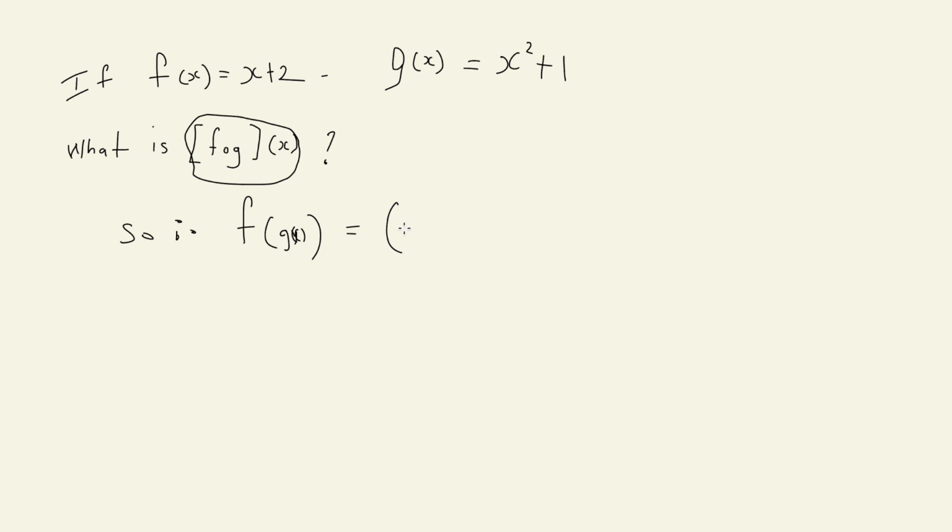So in this case, x plus 2 when substituted for g of x is x squared plus 1, plus 2. So your answer in this case is x squared plus 1 plus 2, which is x squared plus 3. This is your answer.